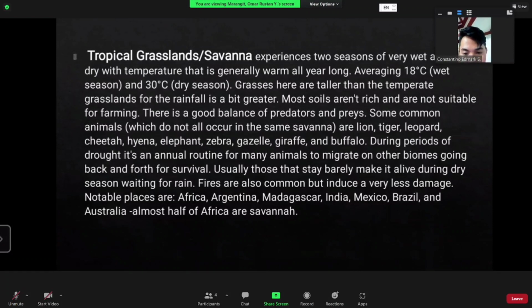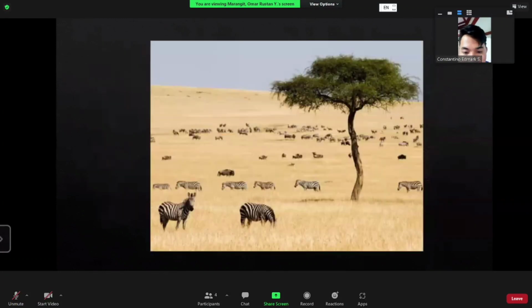Usually, those that stay barely make it, like during dry season, waiting for rain. Fires are also common but induce very little damage. Notable places are Africa, Argentina, Madagascar, India, Mexico, Brazil, and Australia. Almost half of Africa is savanna. So, yun, next pa. So, yan, makikita natin yung zebra, di ba? Almost puro animal yun nandyan sa lugar na yan.